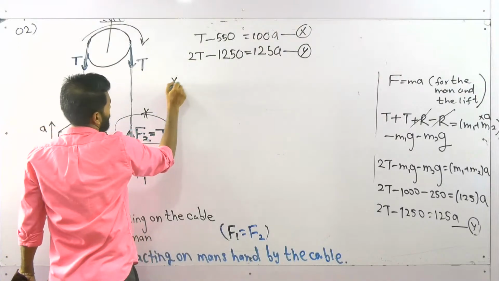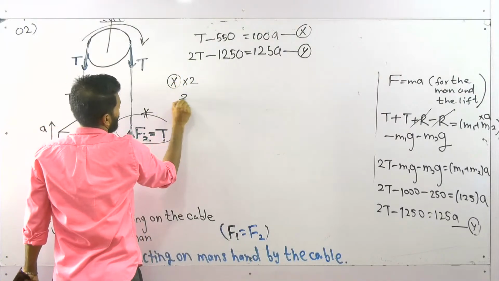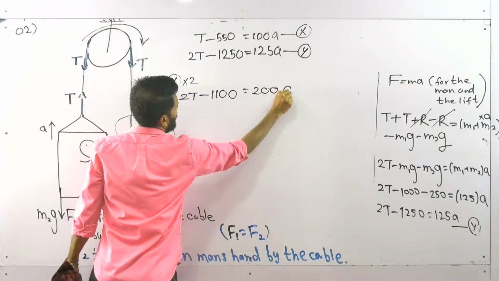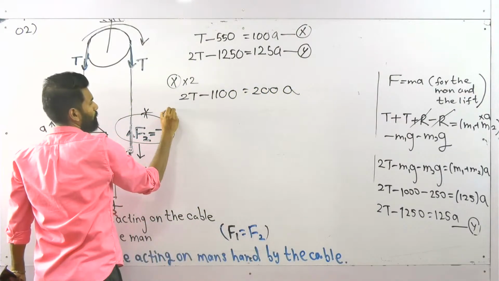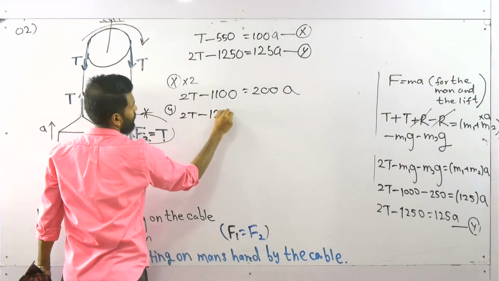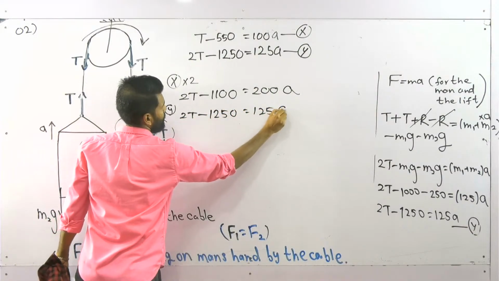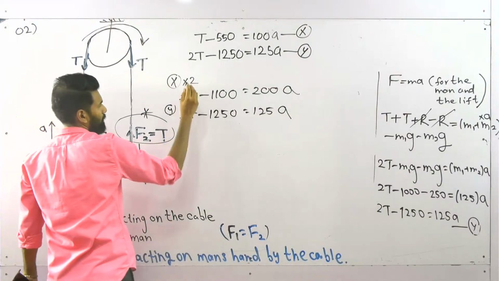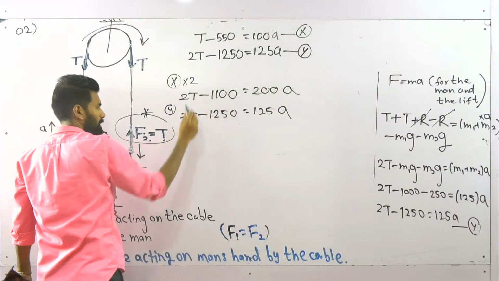Okay, now I have to do what I did earlier. I'll multiply equation X by 2: 2T minus 1100, 200A. Equation Y, I'll write it again: 2T minus 1250, 125A. Okay. Now I'll subtract like this.